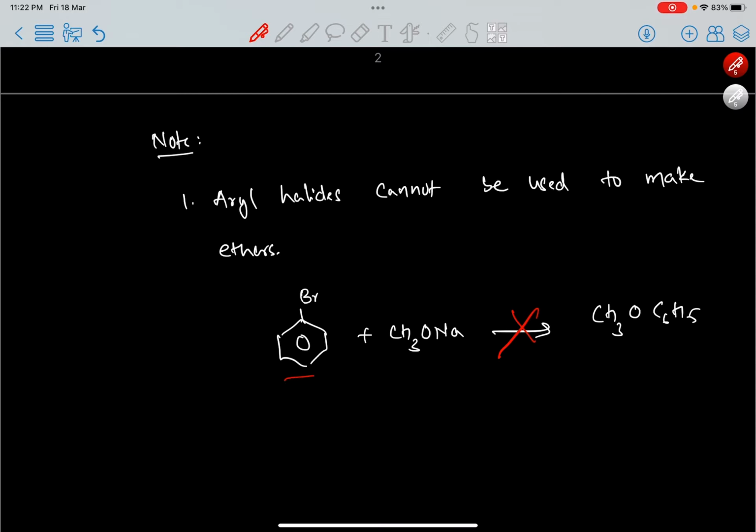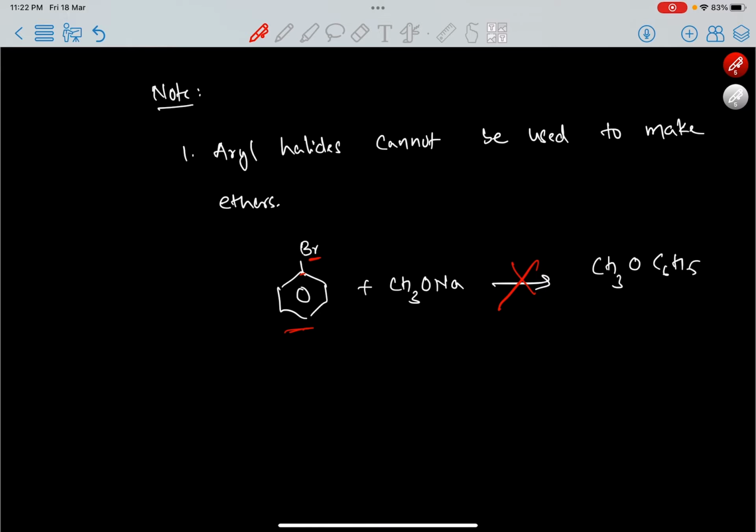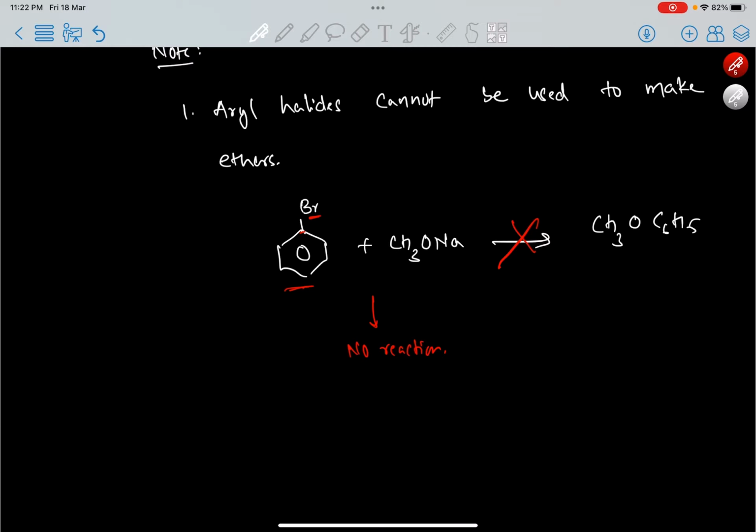Why? Because aryl halide cannot undergo this reaction. Here we have bromine on the benzene ring. When the bromine is on the benzene ring, it will also show plus R effect. Because of that, there is partial double bond character between bromine and carbon atom. Because of this, it doesn't undergo SN2 reaction. That's why we'll write no reaction is possible.